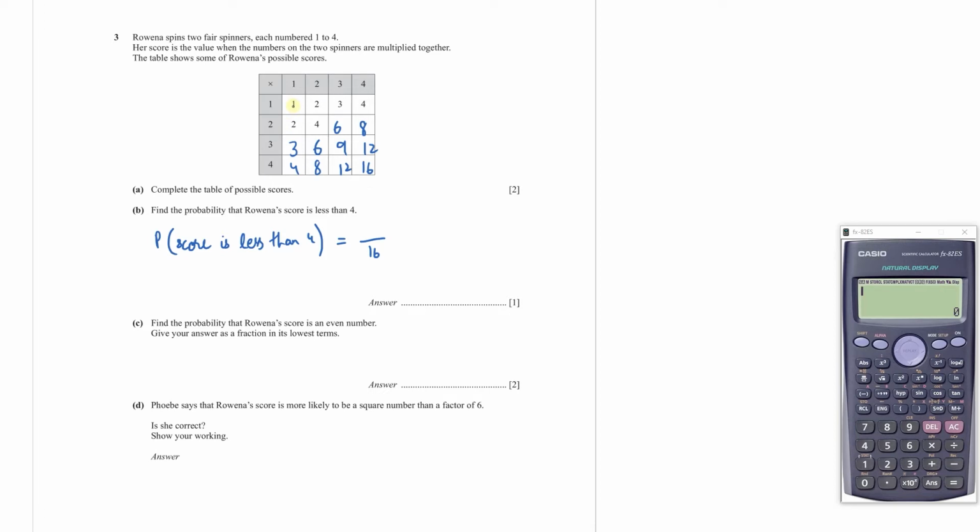So you have 1, 2, 3, 4, 5. So basically these scores are all less than 4. So 1, 2, 3, 4, 5. So 5 scores are less than 4. So your probability of getting a score which is less than 4 is 5 over 16. So let me just erase this.